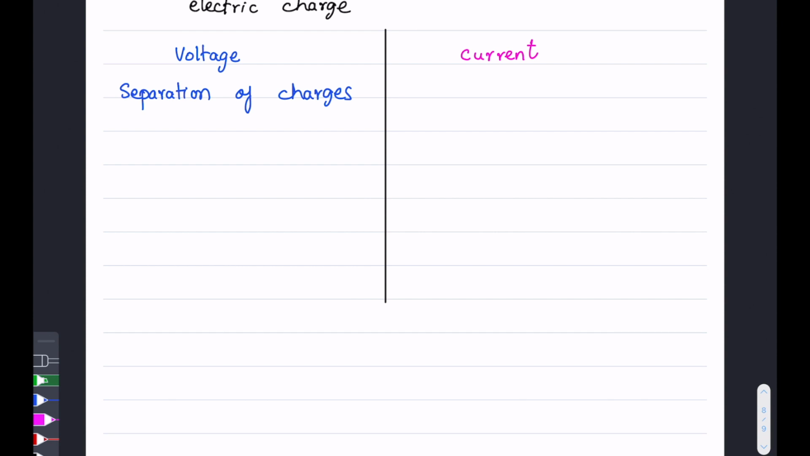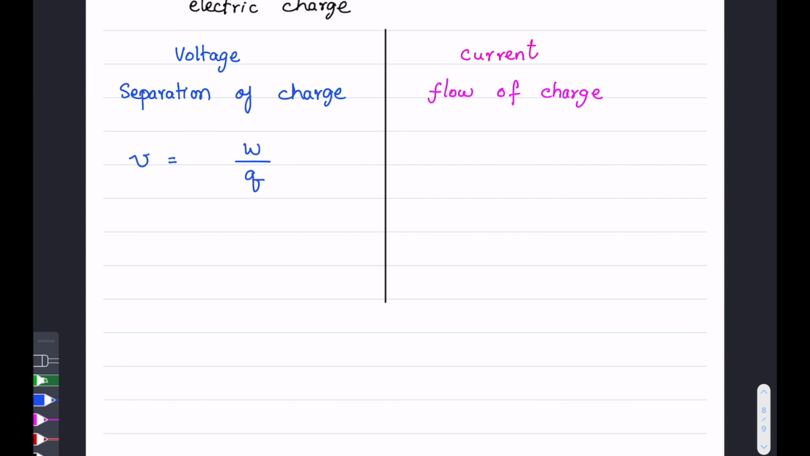Now, current, on the other hand, does not come from the separation of charges, it comes from the flow of charges. So voltage is an artifact of the separation of charge, while current is flow of charge. Okay, so let's define those terms.